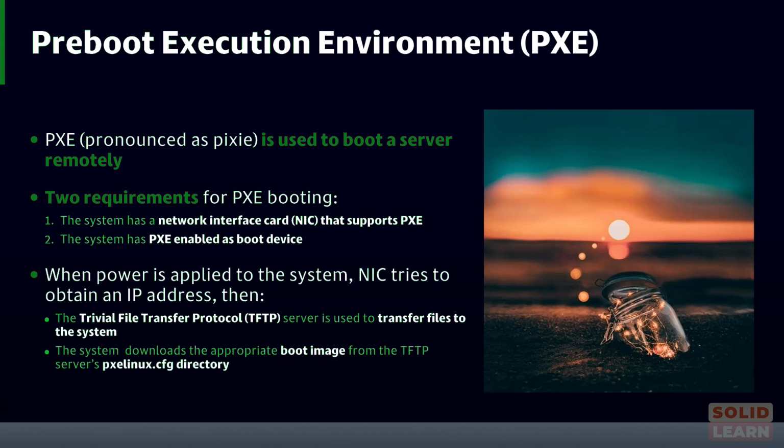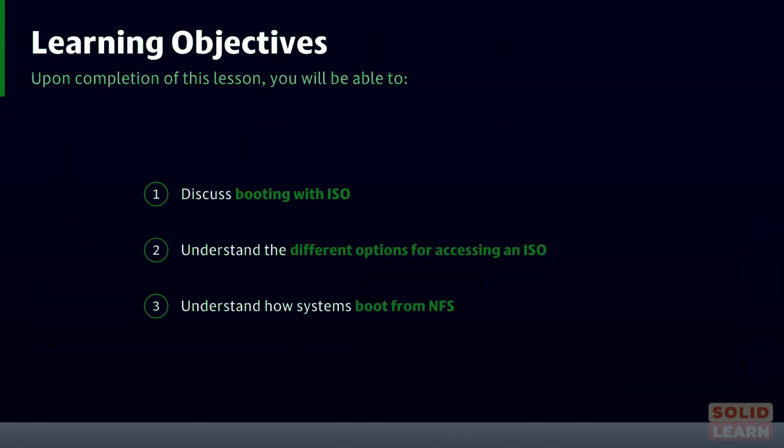Now, the pre-boot execution environment, also known as PXE, is used to boot a server remotely. There are two requirements for PXE booting. The system has to have a network interface card that supports PXE, and the system has to have PXE enabled as the boot device. And what happens then is when you power up the system, the NIC tries to obtain an IP address, and then it transfers files over using TFTP, and then the system downloads the appropriate boot image from that TFTP server's pxelinux.cfg directory.